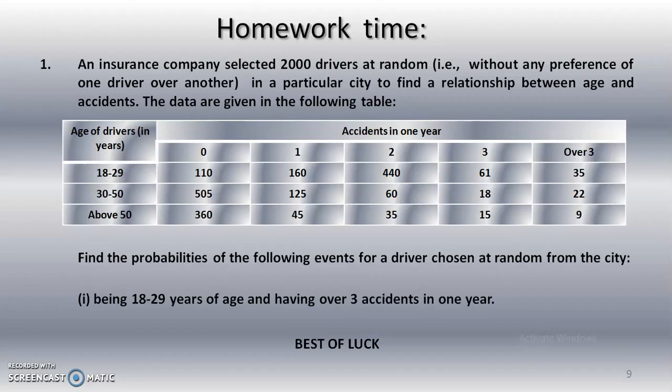Now it's homework time, and the question is: an insurance company selected 2000 drivers at random. Means here also total outcomes are 2000. So without any preference of one driver over another in a particular city, to find a relationship between age and accidents, the data are given in the following table. I have given the table here, and the question from the table is: find the probabilities of the following events for a driver chosen at random from the city, and the question is being 18 to 29, means age between 18 to 29 years, and having over 3 accidents in 1 year, over 3 accidents. Got it? Best of luck guys.